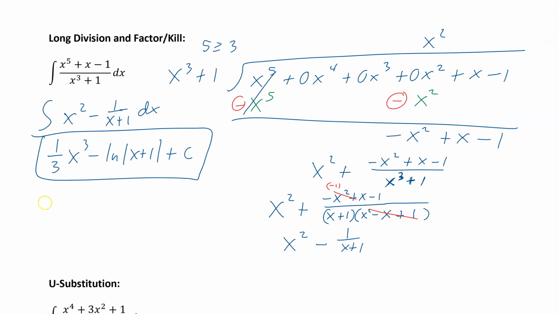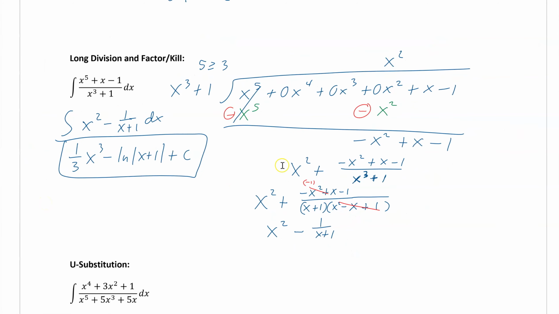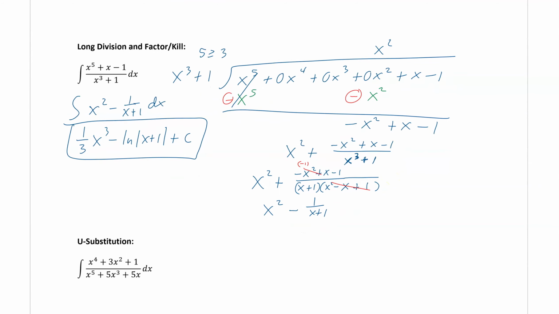All right, so there's another option. Notice we didn't have to use partial fractions at all. So you always want to make sure that if you can factor the denominator at the end, you factor it and see what you get.